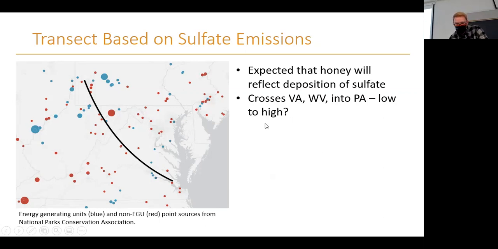It crosses these boundaries from Virginia up through Pennsylvania. And so I basically expect it to run from low to high, where this is the highest concentration of those power plants. I should say that these blue and red dots represent energy generating and non-energy generating units. Those are things like coal-fired power plants, paper plants, and things of that nature.